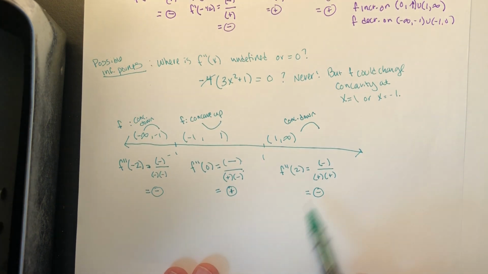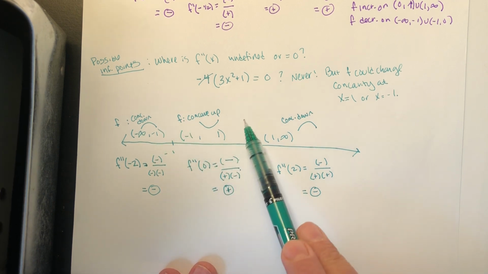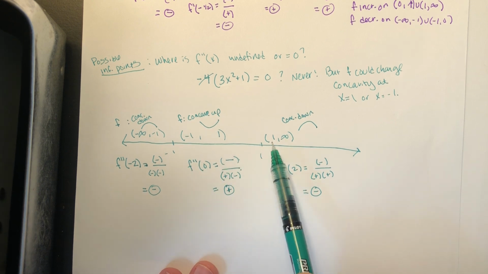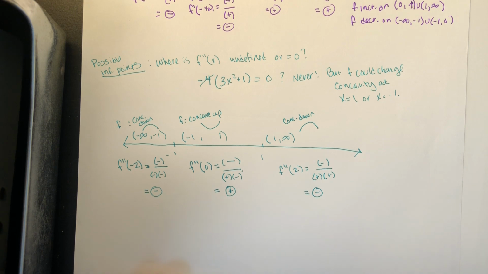Right, remember, there's no inflection points here. -1 and +1 aren't actually inflection points, even though the curve does change concavity there, because the original function is not even defined at -1 and +1. Okay, so we do change concavity, but there's no actual inflection points.